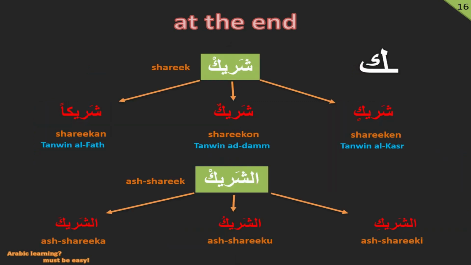Here we have the first example from above, شريك. With تنوين الفتح would be شريكا. Here we added the alif at the end. And with تنوين الضم شريك. And with تنوين الكسر شريك. Now, شريك with التعريف is الشريك. So that الشريك with فتحة would be الشريكَ. With ضمة الشريكُ. Or with kasra at the end, الشريكِ.